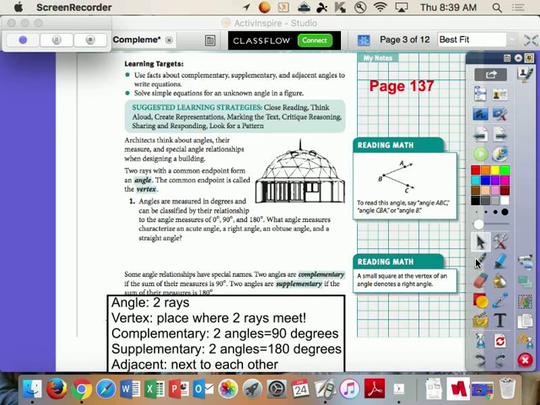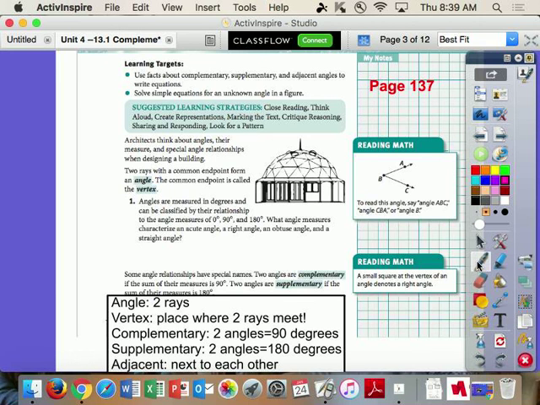All right, welcome back. So we are looking at the very first page of your packet. We are starting to do angles today. You've seen angles before. Some will be new things, but some will just be review. All right. So it says two rays with a common endpoint form an angle.